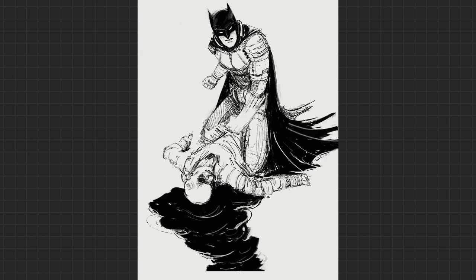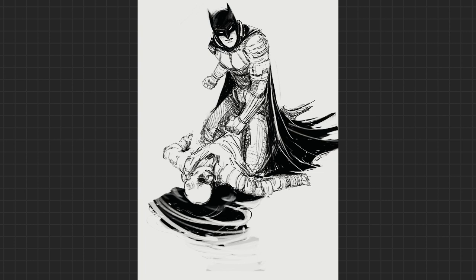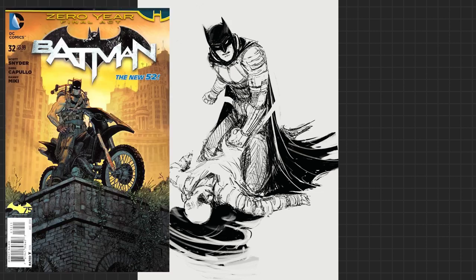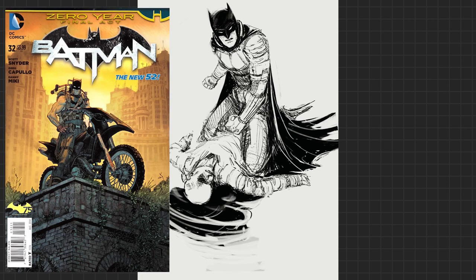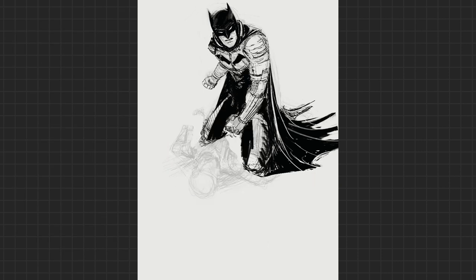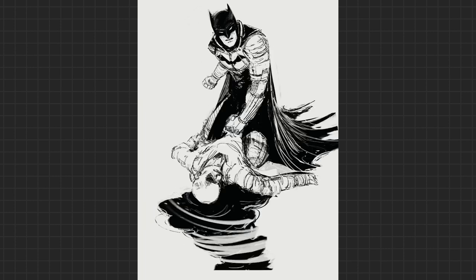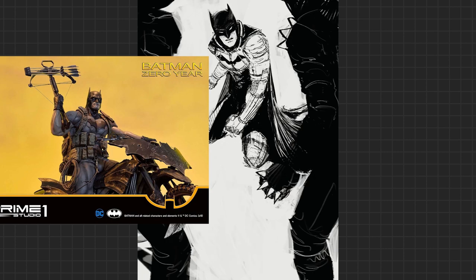Looking at the new suit, it was compared to the Greg Capullo, Scott Snyder run of Batman Zero Year in the comic books. Now, don't quote me on this, because it's been forever since I read it, but I'm pretty sure the Riddler has control over Gotham, and I don't know, dude. The costume does look pretty dope, though, towards the end there.